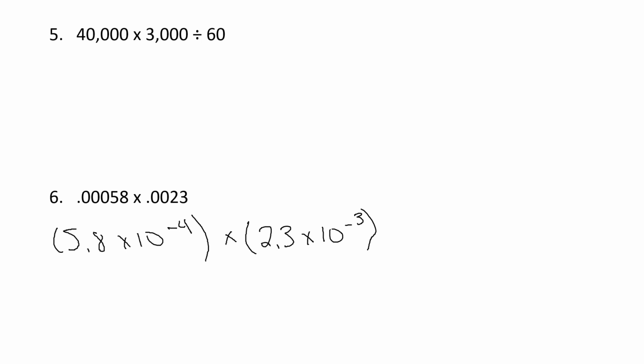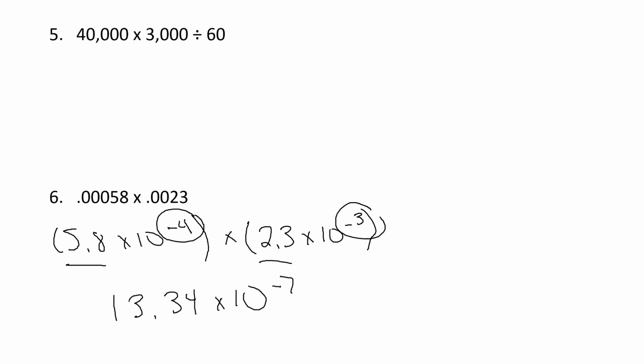Now, I'm multiplying. Make sure you watch those signs. Sometimes when we're sort of doing the same problems over and over and over, we kind of overlook and get mixed up because we're just not paying quite enough attention. So make sure you're watching your operations here. 5.8 times 2.3 gives me 13.34. Now I'm going to add. Watch your signs. Negative 4 plus negative 3 is negative 7.